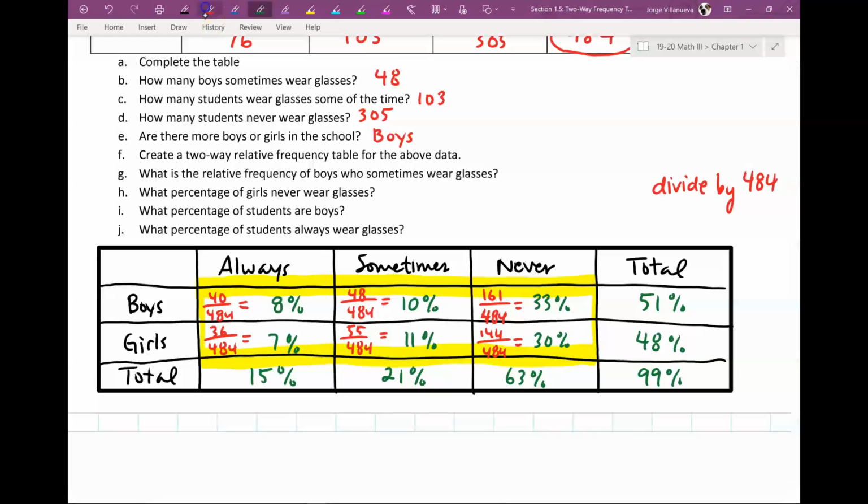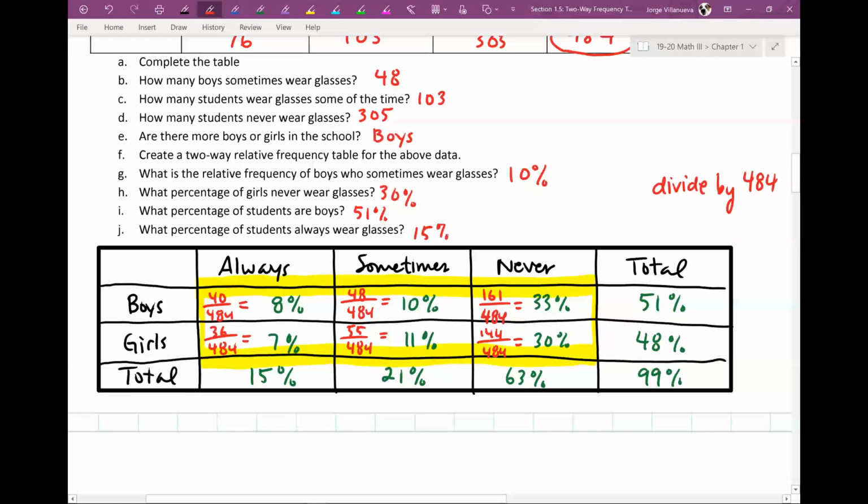So now let's answer the questions that they want us to do. So we're at part G. What is the relative frequency of boys who sometimes wear glasses? So yeah, we're going to have 10%. What percentage of girls never wear glasses? 30, right? 30%. What percentage of students are boys? 51%. And what percentage of students always wear glasses? 15.